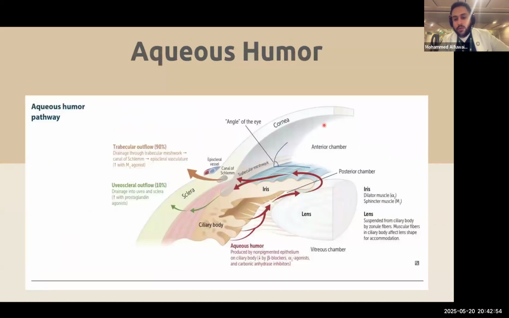Now we go into the aqueous humor. As you guys answered me in the beginning, where is it produced? In the ciliary body, in the non-pigmented epithelium. This aqueous humor will go from the posterior chamber into the anterior chamber. In the anterior chamber, there are two ways that it can get absorbed. We have the trabecular meshwork and the trabecular outflow through the canal of Schlemm, which is 90% of the time how we get it drained. And then we have the 10% through the uveoscleral outflow.